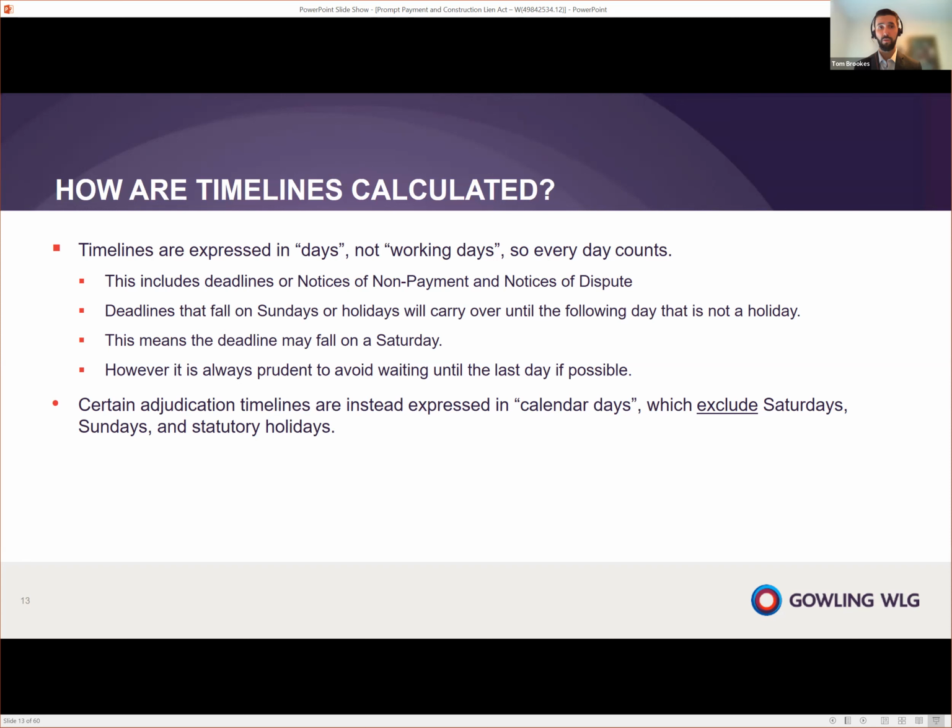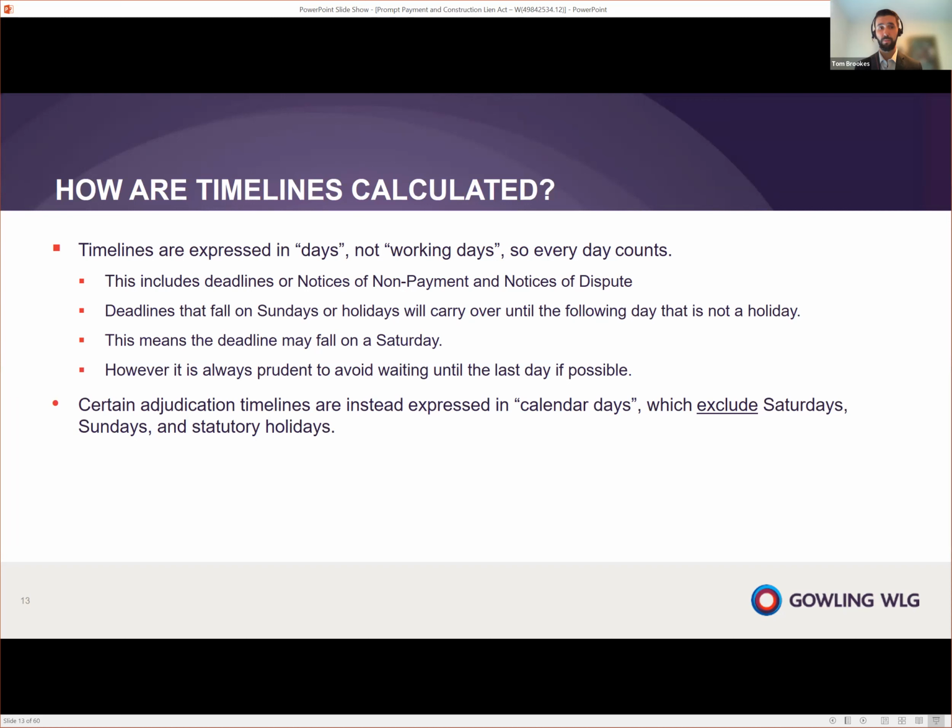These timelines also apply to the notices of non-payment and notices of dispute that we'll get to later in the presentation. Now, under the legislation, deadlines that fall on a Sunday or on a holiday will carry over until the following day that is not a holiday. But that means that the deadline can still fall on a Saturday. So what we suggest is that it's always prudent to avoid waiting until the last day to, for example, send your proper invoice and to send it earlier in the week if possible.